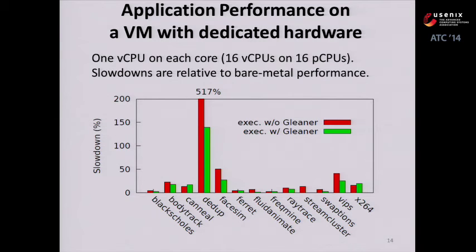In the first experiment, we want to study how the application performance changes when Gleaner is enabled on a virtual machine with dedicated hardware. So we run one virtual machine that has 16 virtual CPUs. So basically, there are 16 virtual CPUs on 16 physical CPUs. In this figure, I compare the slowdowns of the PARSEC applications for the system with Gleaner and the system without Gleaner. The slowdowns are relative to the bare metal performance of these benchmarks. As you can see, Gleaner can significantly reduce the slowdown of these benchmarks.